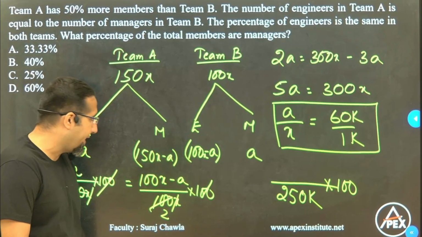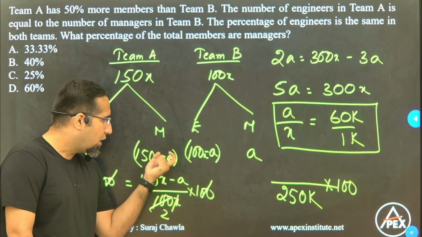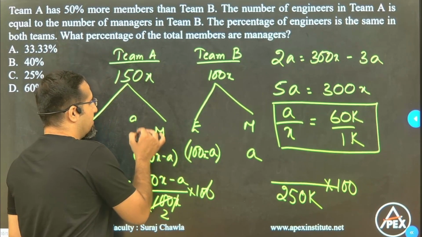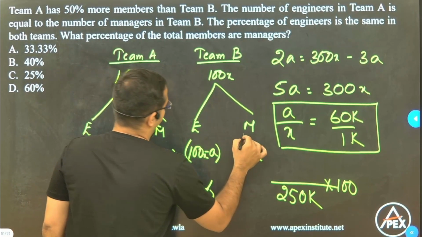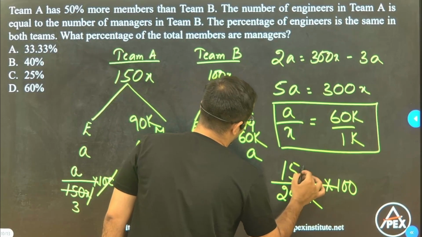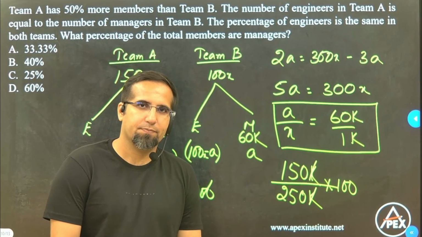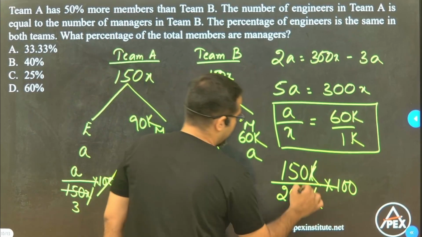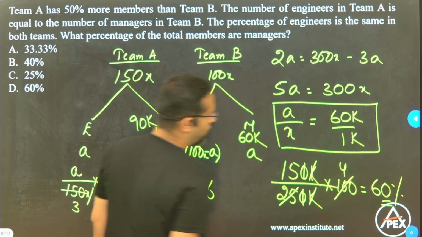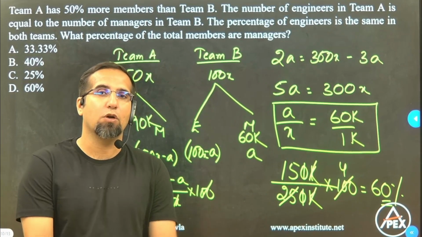Now here the managers are 150x minus a. The value of x is k, so this becomes 150k. The value of a is 60k. 150k minus 60k is 90k. So number of managers here is 90k, and number of managers here is 60k. So what is 90k plus 60k? That is 150k. So we want to calculate 150k upon 250k multiplied by 100. Clear? So 0 gets cancelled. 25 ones are 25, 25 fours are 100, 15 fours are 60%. So therefore your total percentage of managers as compared to total members is equal to 60%.